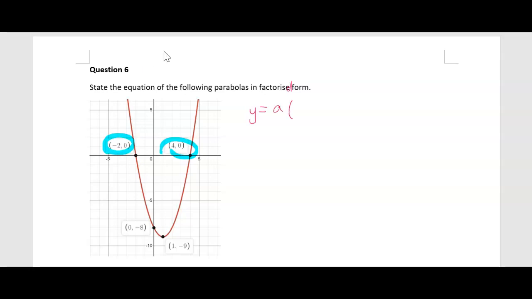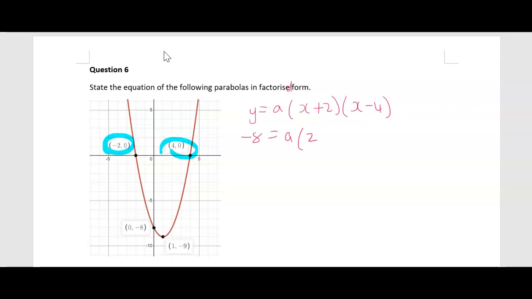So we're going to have a times (x plus 2)(x minus 4), and then we just substitute in another point to get the value of a. So you can do either 0, -8 or 1, -9. Now I'm going to do 0, -8. So we've got -8 equals a.